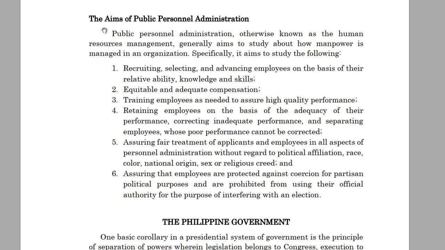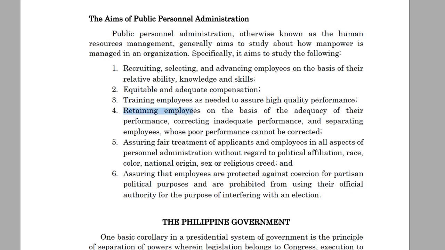So what are the general aims of public administration? First is to recruit, select, and advance employees. How are employees admitted, hired, and trained in an institution? Next is the study of compensation. When we say compensation, it includes all monetary values such as salary, wages, and so on. Then, train employees. It is not enough that you are hired in an organization. You should be continuously developed and improved. That is the purpose of training.